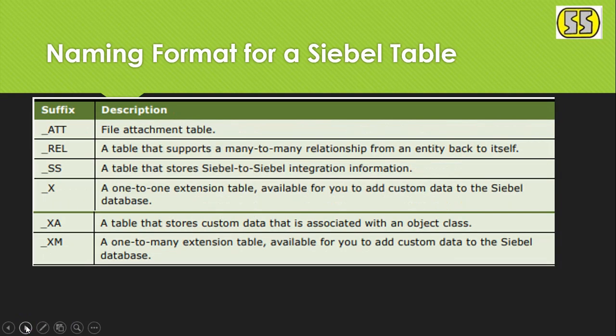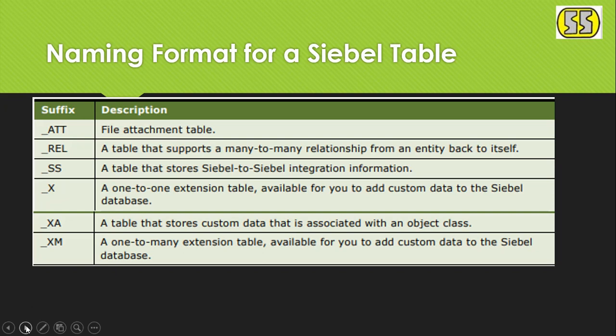Now let's understand the name part. The name is for which functionality we are creating this table. Let's say service request. So my table name will be S underscore SRV underscore REQ. SRV stands for service, REQ stands for request. Similarly, let's say contact, S underscore CONTACT. So S underscore is the prefix and CONTACT is the name. Like this we can understand which table stands for which thing.